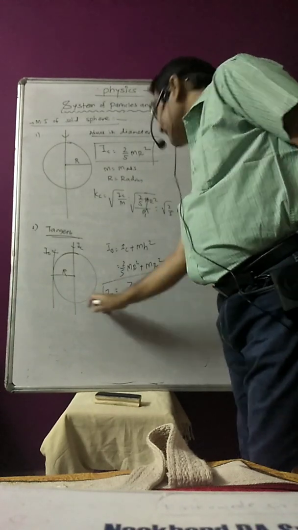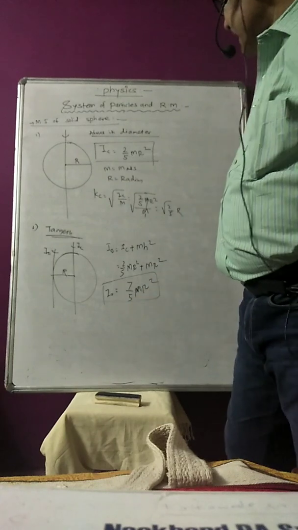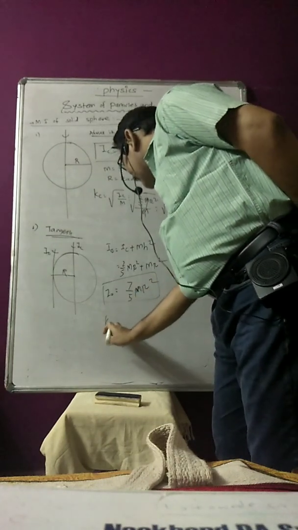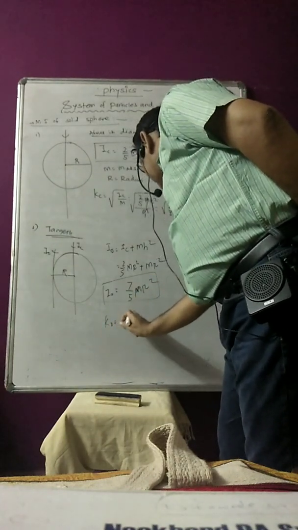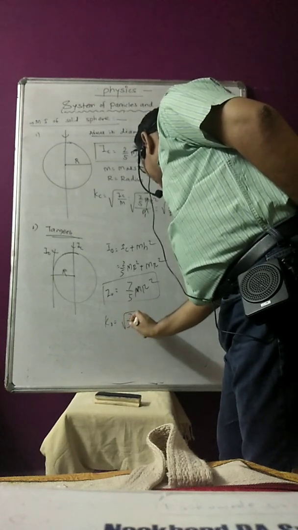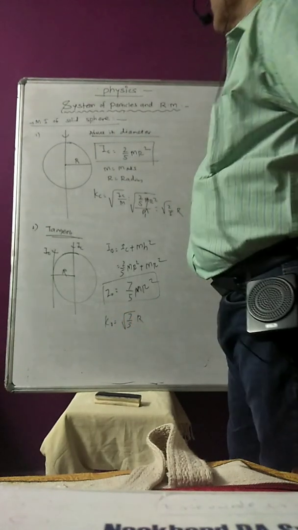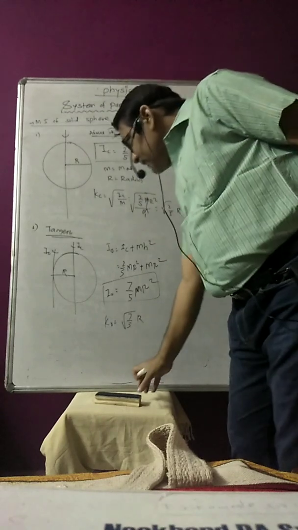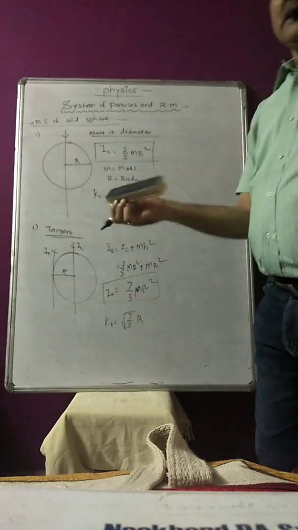Once you have the answer for I_O, then what is K_O, the radius of gyration? That answer will be the square root of 7 by 5 into R. So this is all about the solid sphere.